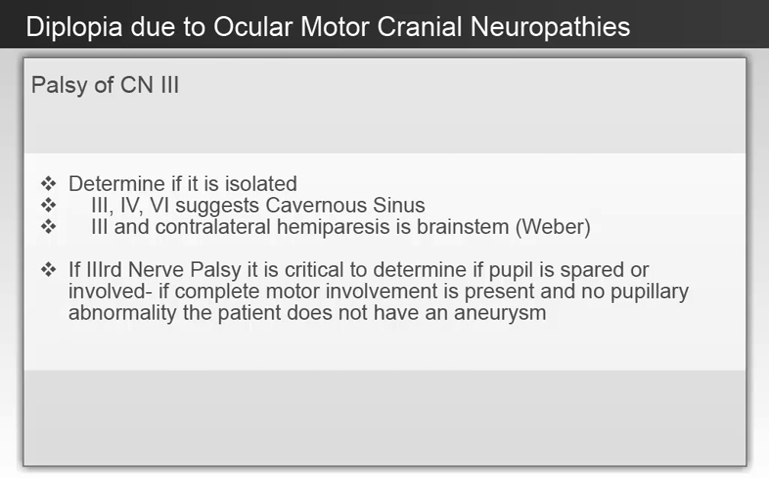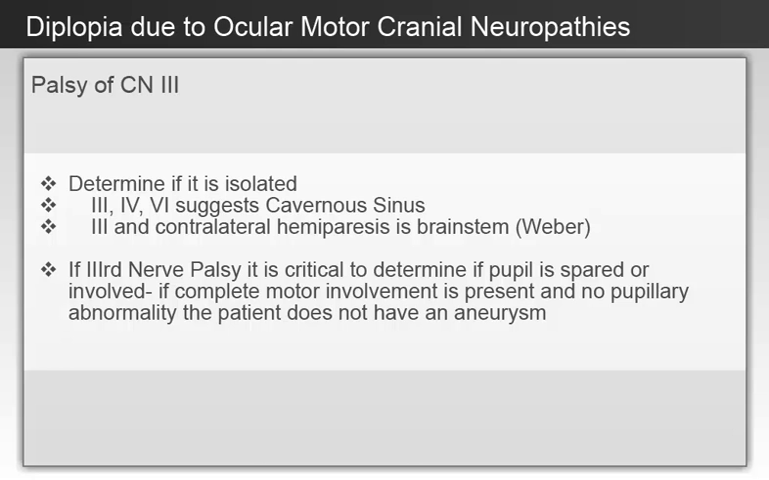Now we will discuss involvement of the individual oculomotor nerves and the expectations and associated features. So we'll begin with the third cranial nerve. So you will recognize that when the patient has complete ptosis, and when you open the eye, the affected eye will be oriented down and outward, and there will be a large and unresponsive pupil.